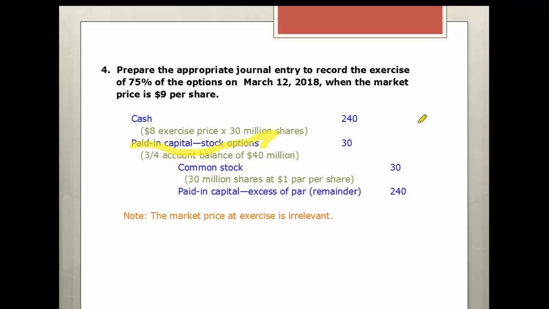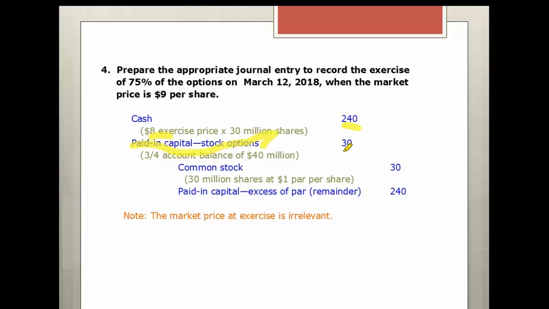We said that we exercise stock options. Well, how do you exercise stock options? You buy the stock. What do you buy the stock at? Well, you buy the stock at $8 per share. So we have the $8 per share here, and we are exercising it for $30 million. Therefore, we have $240 million. The company is receiving $240 million.